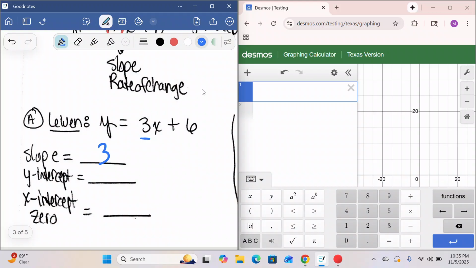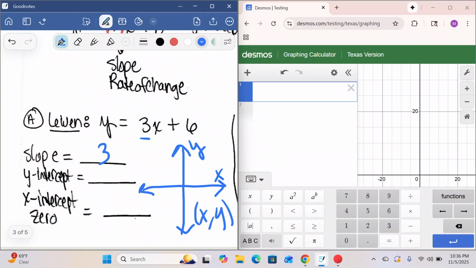One of the things you will have to know is that this is a cross, and right here this is your x, and this is your y. When you deal with ordered pairs, you have an x comma y. The first one is the x, and the second one is the y. It's alphabetical order. Your x is your domain, and your y is your range. X comma y is your ordered pair.